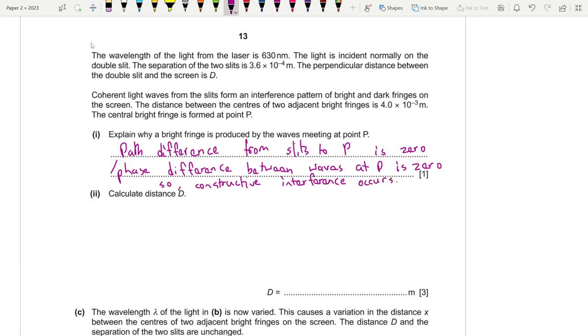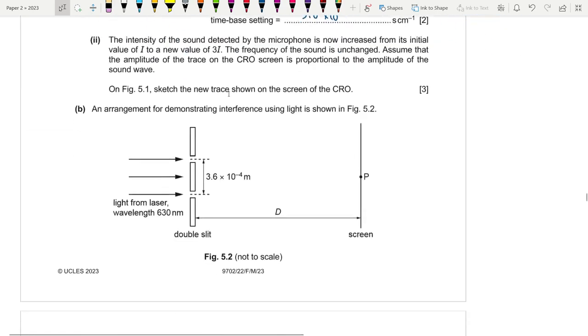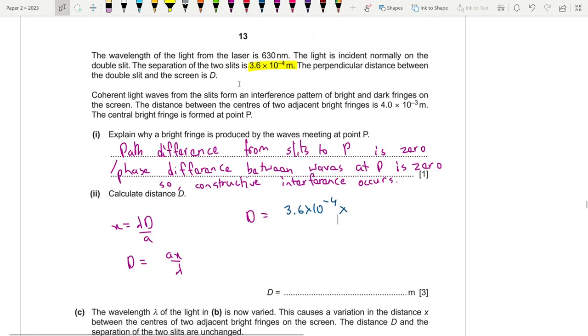Okay, now let's find out D. So we know that x is equal to lambda D by a, or D is equal to ax by lambda. So D is equal to a, that's the separation of the slits, 3.6 times 10 to the power minus 4. What is x? X is the fringe width. What's the fringe width? This one, the distance between adjacent fringes, 4.0 into 10 power minus 3. And what about lambda? It's 630 nanometers, so that's 630 into 10 to the power minus 9.